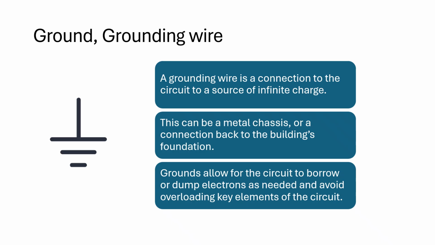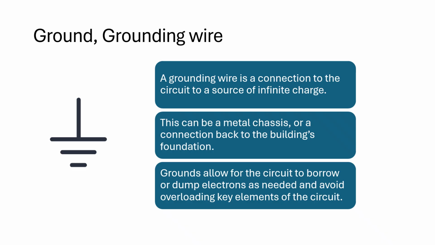Grounding wire. Well, now we see abundance of charge, but then it looks like it's diminishing and reducing. Yes, and so that's exactly what the ground wire is doing. A grounding wire is a connection of the circuit to a source of infinite charge. Which sign? Either sign. This can be a metal chassis or a connection back to the building's foundation, or stick a piece of wire into the earth. Okay? Dig a hole, put the copper wire in the hole, fill the hole back in with dirt.